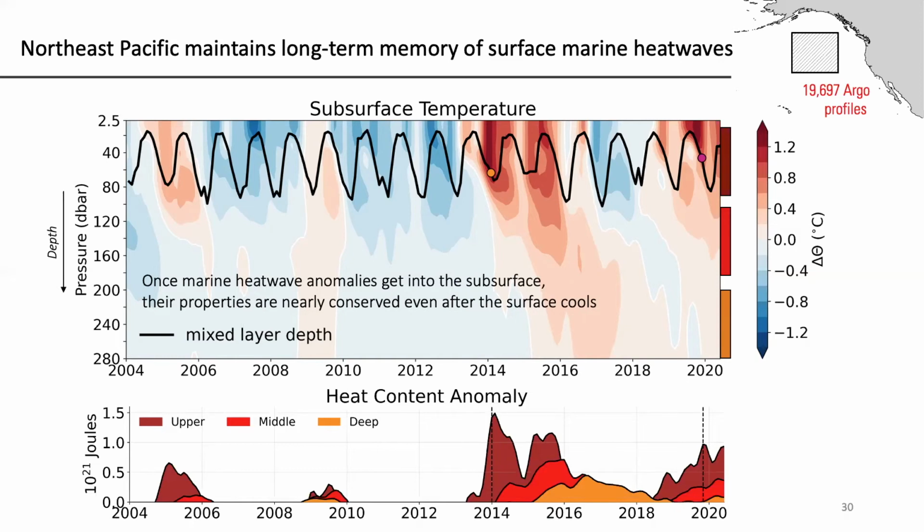So in a warming world, we expect that stratification will become stronger. And so this suggests that as stratification increases, this mechanism of storing anomalies deeper into the ocean won't be as effective. And so that could make the surface marine heat waves worse.